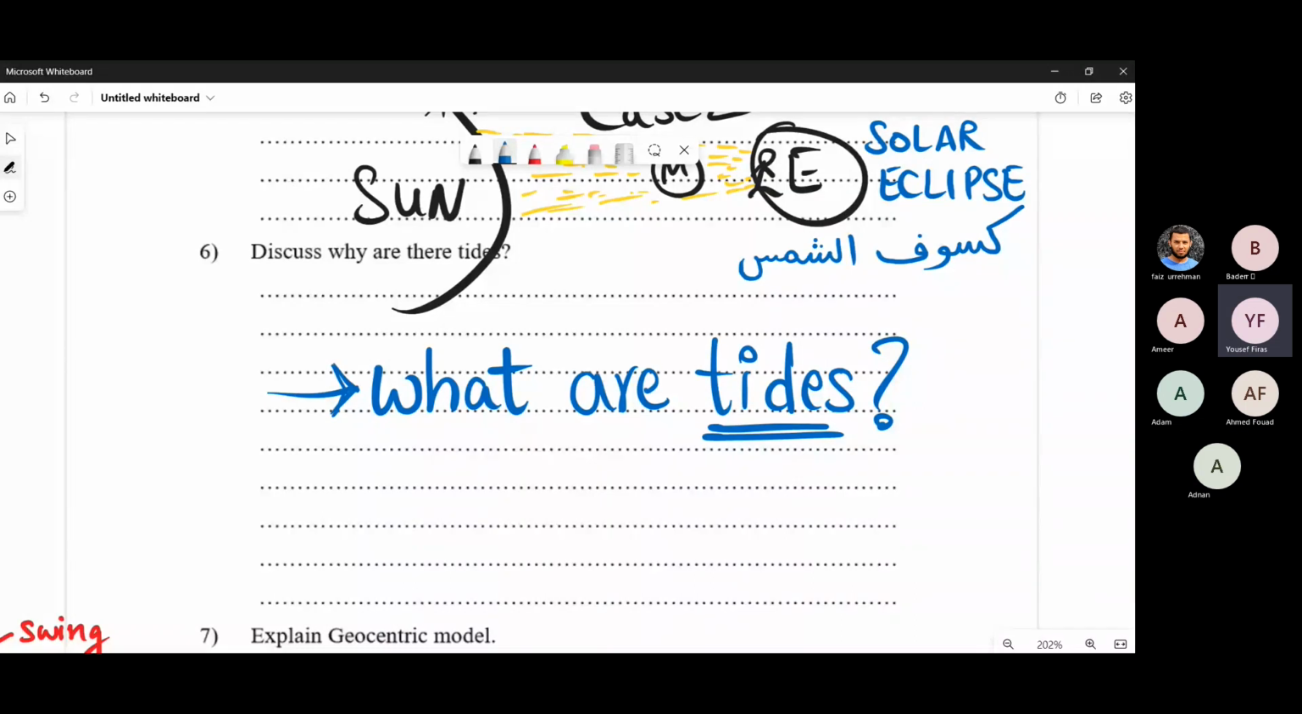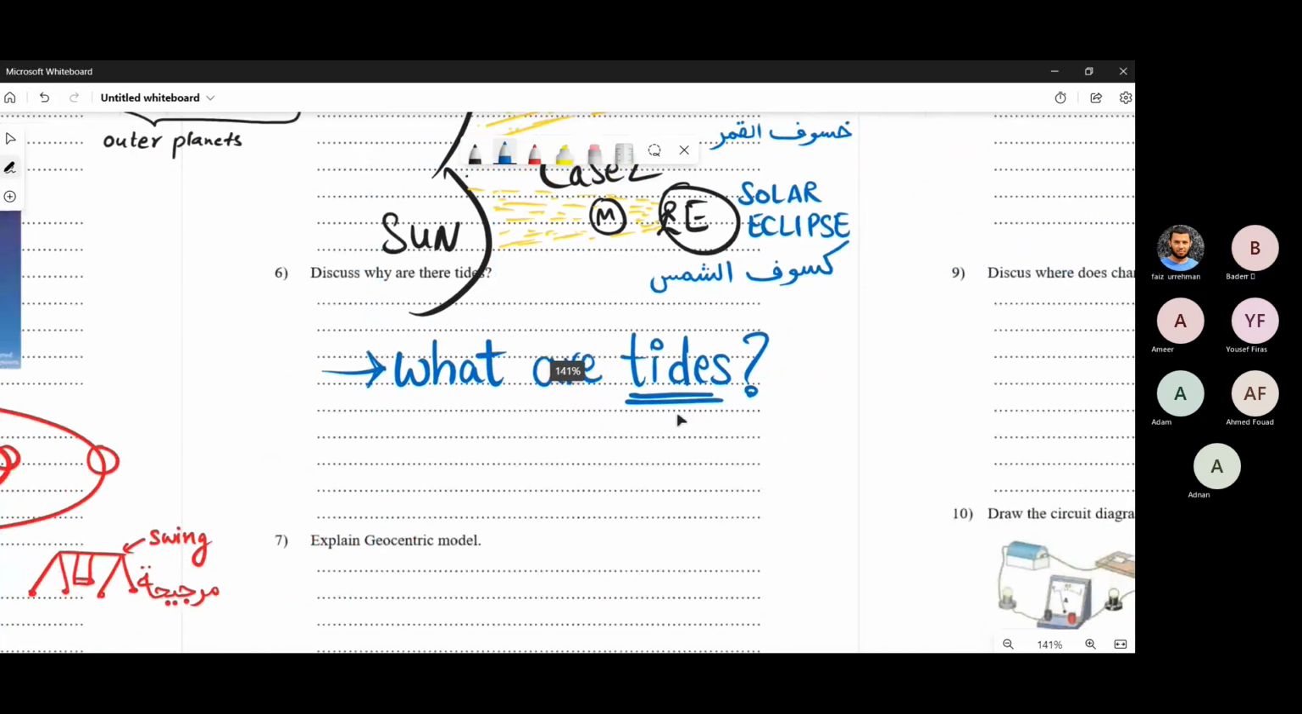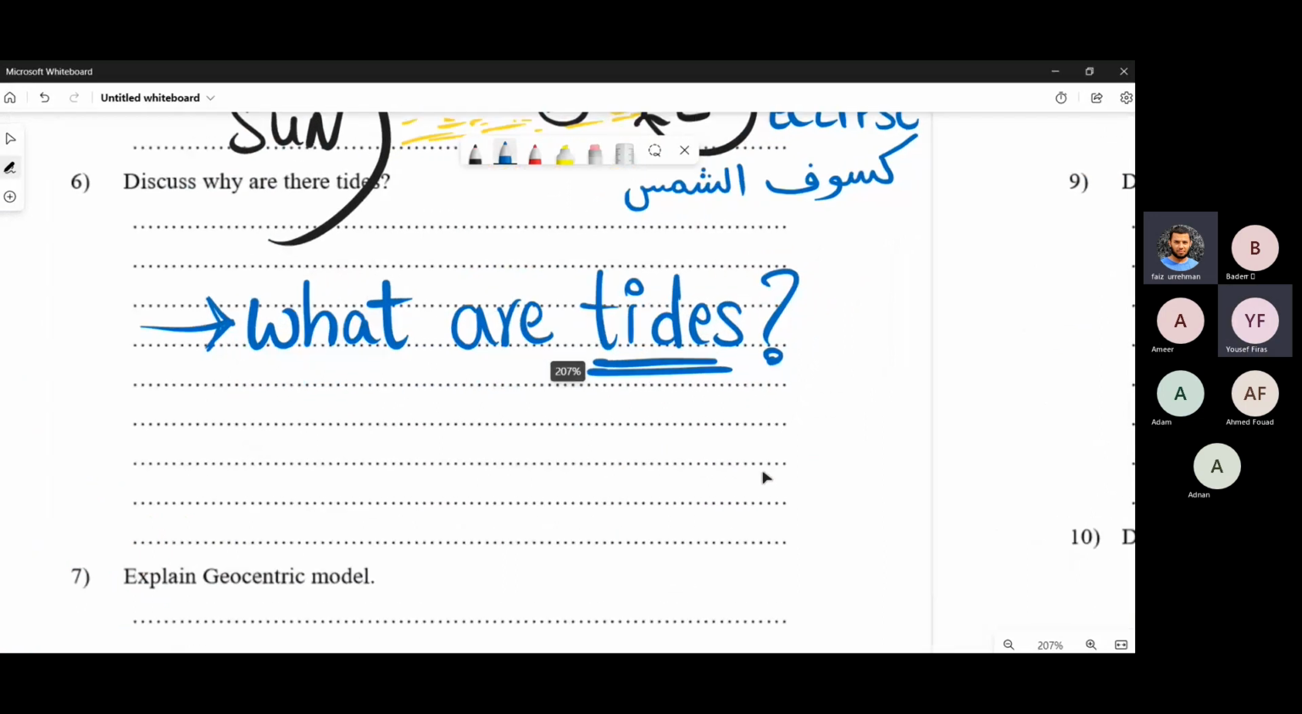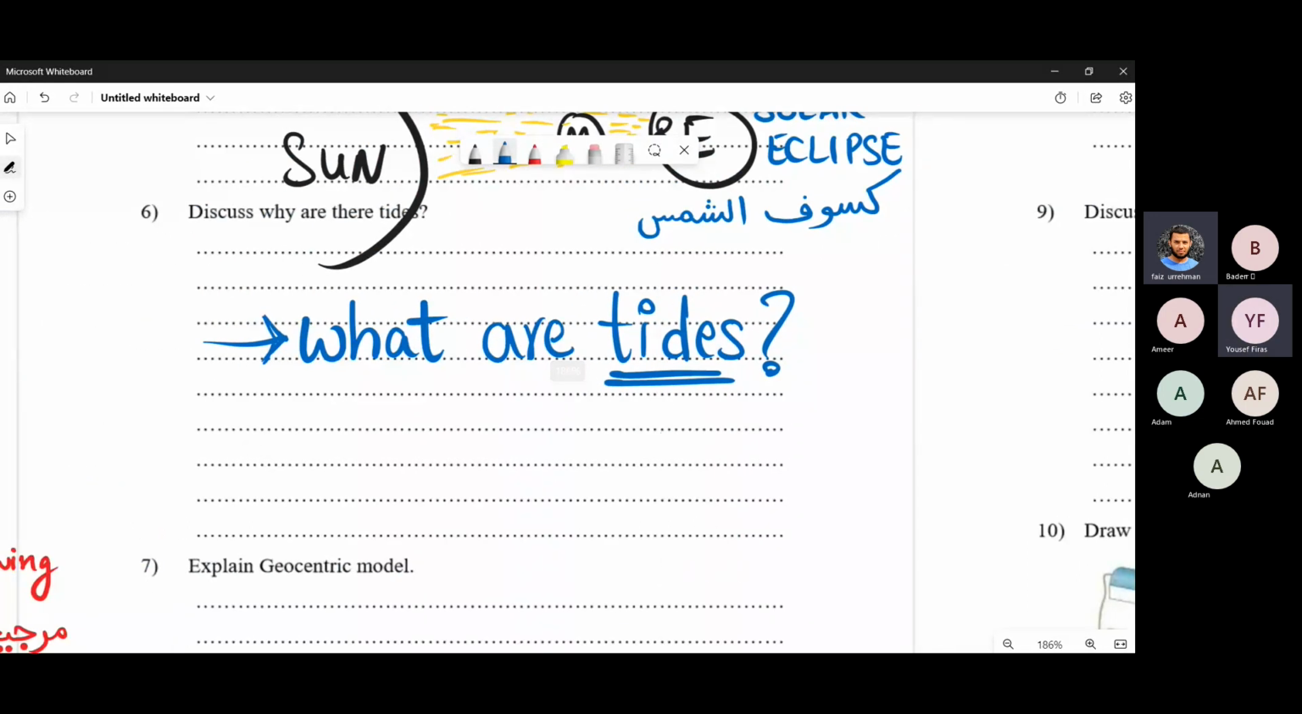I know its meaning in Arabic, but in English, I think it is the rise and fall of water, or when water comes to, for example, the... Can I say it in Arabic, Mister? I don't understand that much. I can only say simple words. Okay, Ahmed Fuad, then go for it.